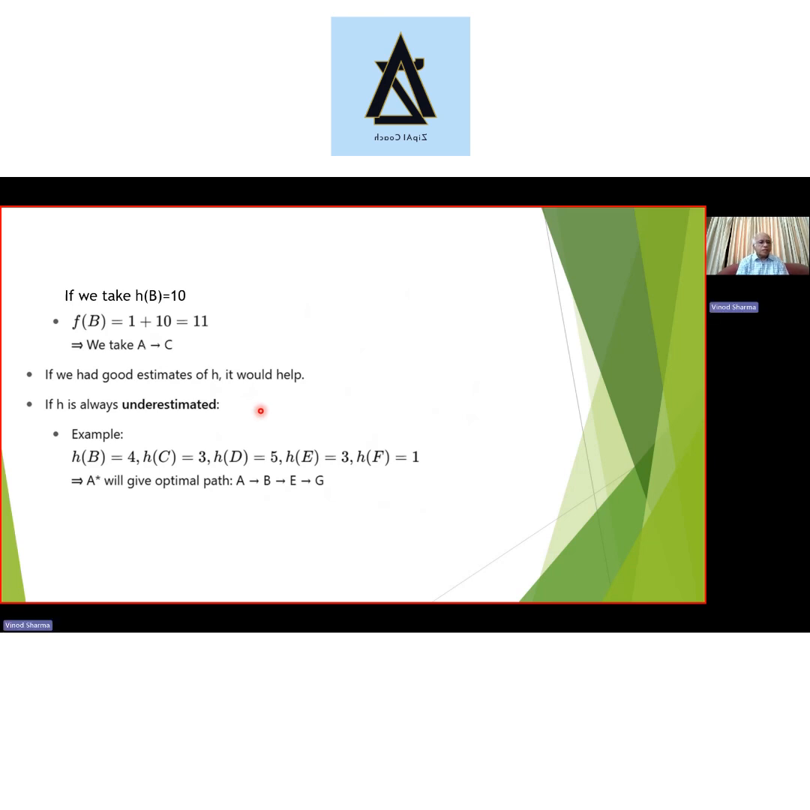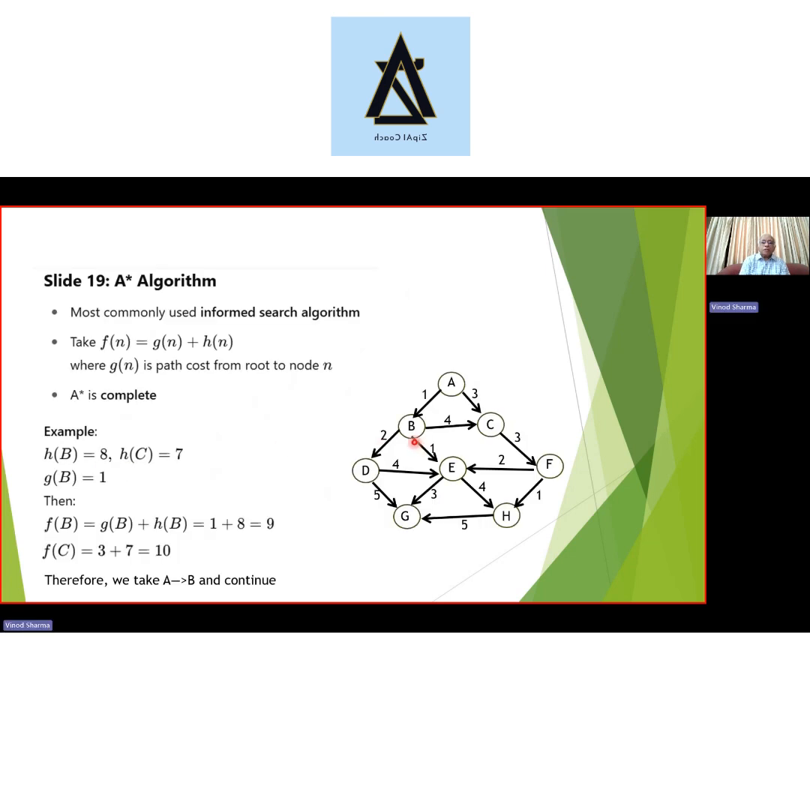Now, here is a general result. If h is always an underestimate, that means for each of the nodes, the estimate of the cost to the destination node is less than or equal to the actual cost. So for example, if we take h(B), the estimated cost to be 4 from B, we see here that the actual cost from B to G is 4. So that is satisfying the constraint that we are talking about now.